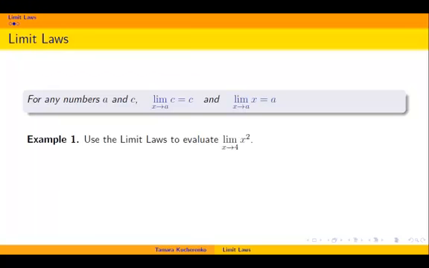For example, let's use the limit laws to evaluate the limit as x approaches 4 of x squared. Since x squared equals x times x, we apply the product law and get that the limit of x squared equals the limit of x times the limit of x. Since the limit of x as x approaches 4 is 4, we get 4 times 4 equals 16.